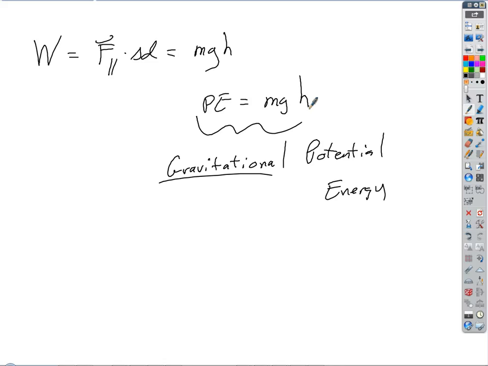Okay, now let me try something else on you here. Let's say that I'm going to do this instead. Instead of moving this thing up 1 meter, I'm going to move it up 1 meter and over 1 meter in a diagonal line. So now I'm going to set it on this shelf over here instead. How much work did I do? More? Half? What do you think?